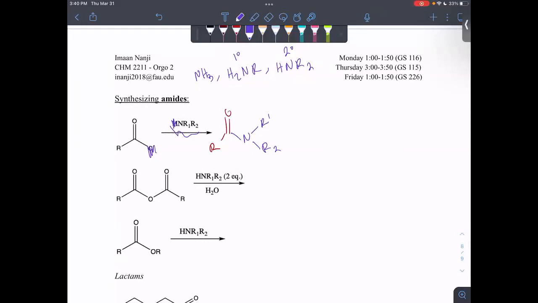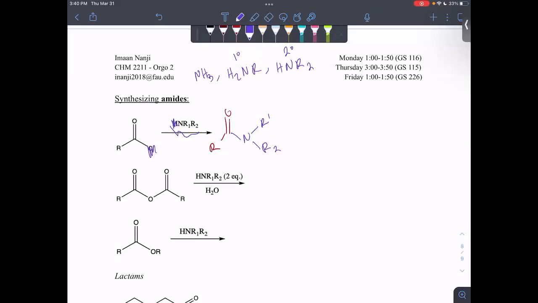Maybe the thing you have to be careful with is differentiating 16 and 17. In 16, we had aldehydes and ketones, and when we gave aldehydes and ketones amines, they would turn into amines and enamines. But in this case, if you give a carbonyl with a leaving group an amine, you get an amide. So just be careful.